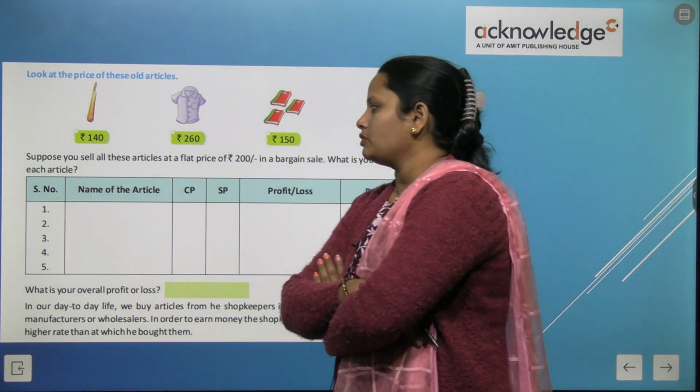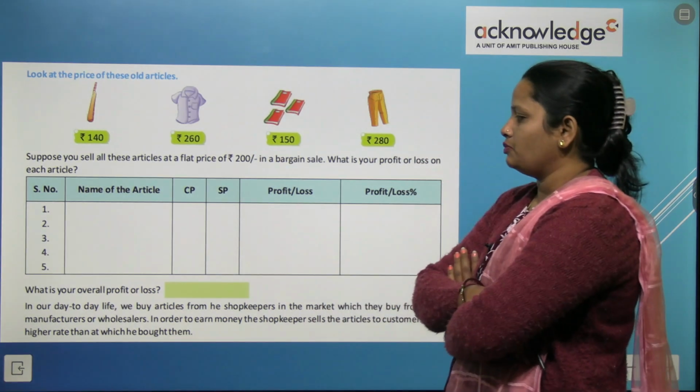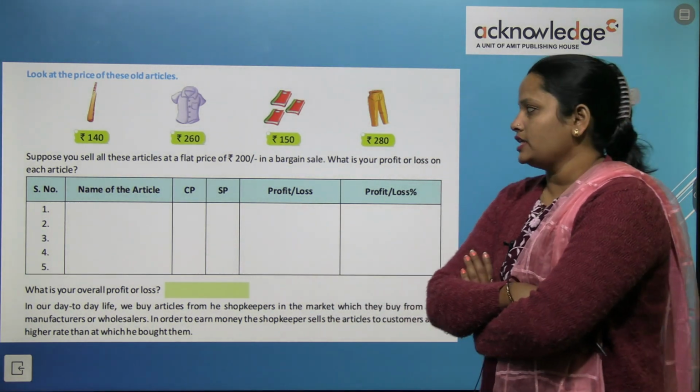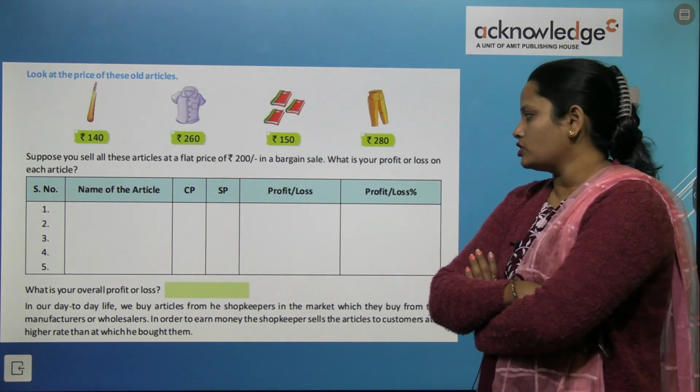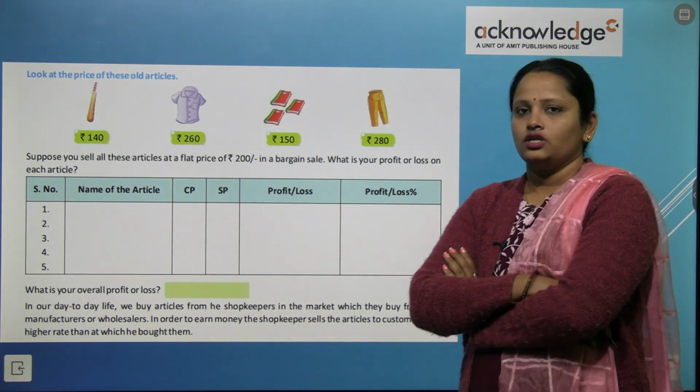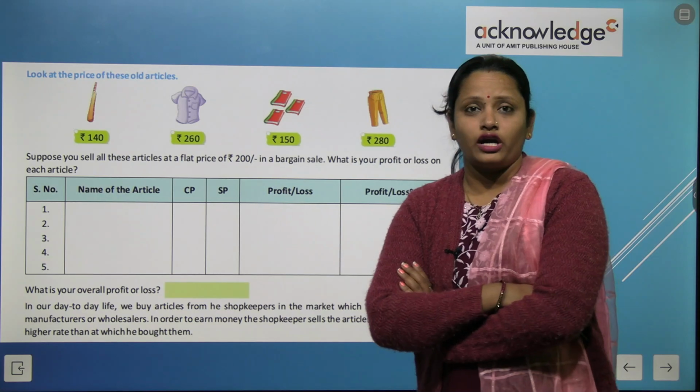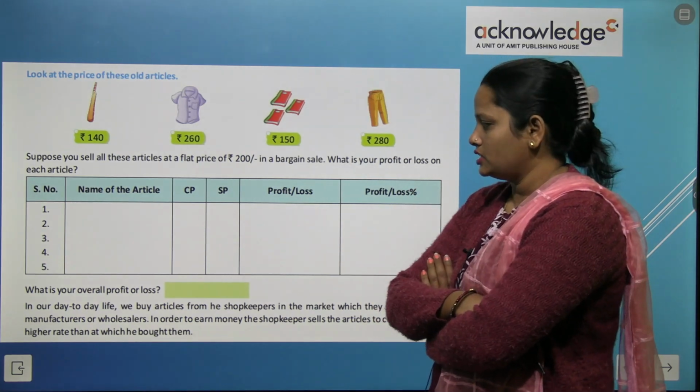So here you have to name the article, then CP, which is cost price, and selling price, how much profit or loss you get, and what is the percentage. So this you will be able to find out when you complete this chapter.